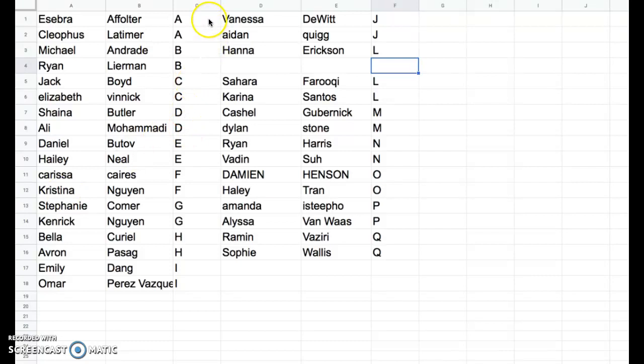So it goes by letter, so Asebra and CJ, you guys are partners. Michael and Ryan, you guys are partners, and so on. There's one group of 3, Hannah, Sahara, and Karina. You guys are a group of 3 in group L. And yes, this was totally random. Behave yourselves today. Okay, find a seat with your partner. Be sure you grab a Chromebook.